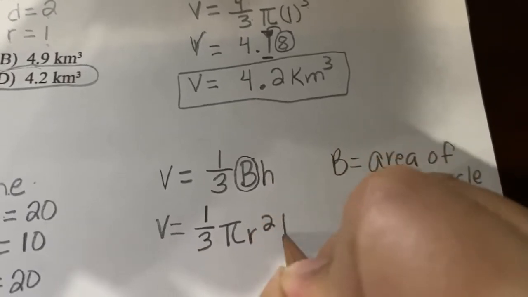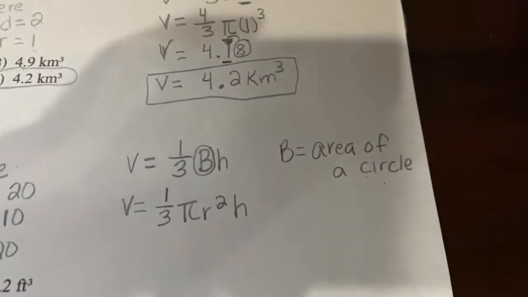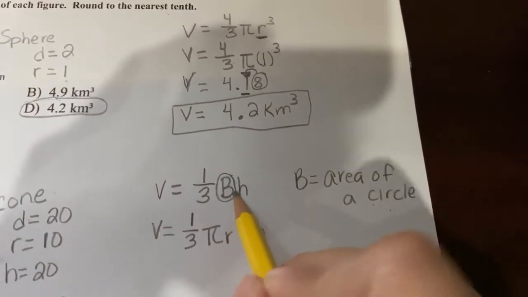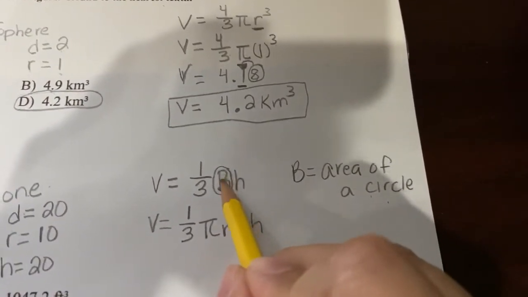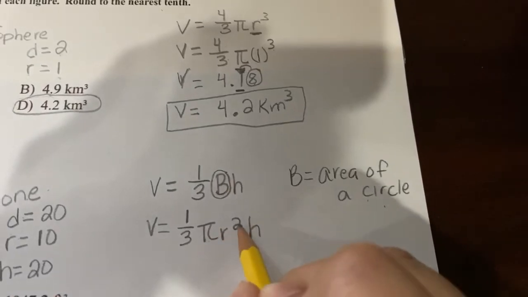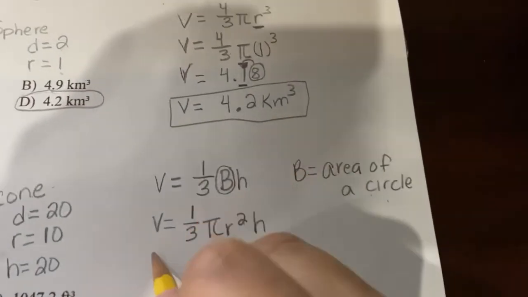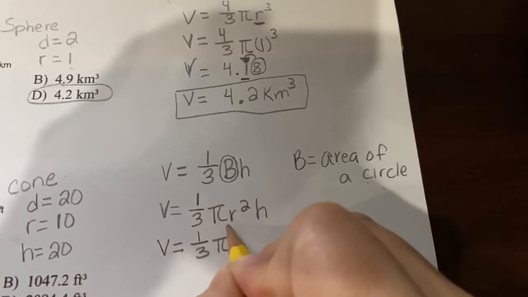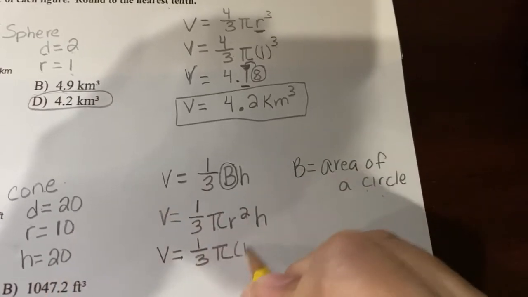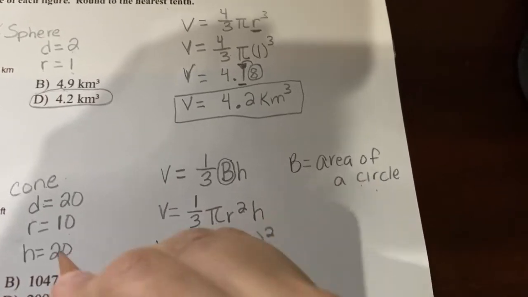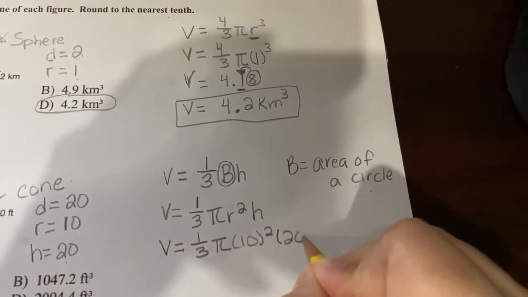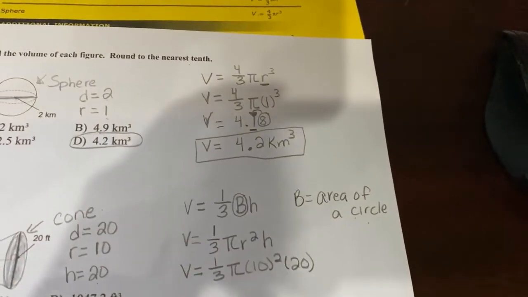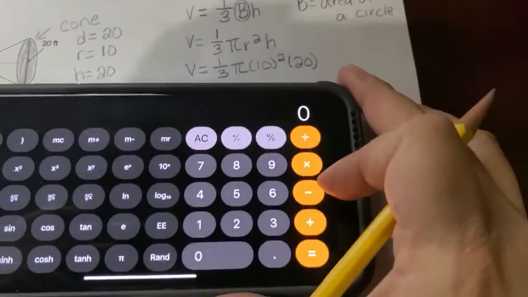And then I'm going to go ahead and bring down times the height. So I didn't change my formula. All I did was translate that area of the base to pi r squared. Once I do that, I'm going to go ahead and substitute or plug in my radius, which is 10, and my height, which is 20. Always plug in on paper, then go to your calculator.